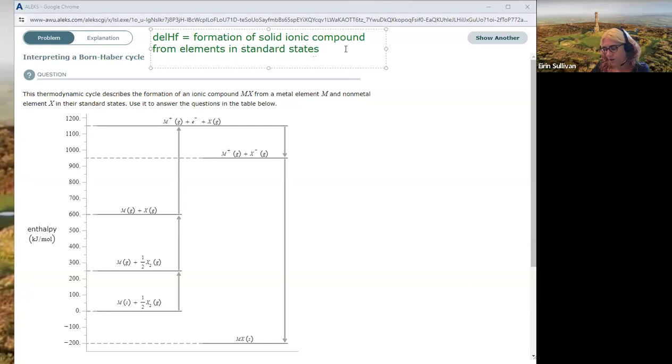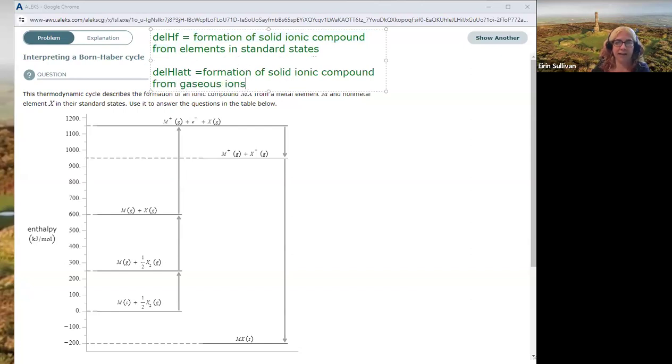The lattice energy, which we're just going to call delta H lat, is again the formation of a solid ionic compound, but it's from its gaseous ions. So just think about that.